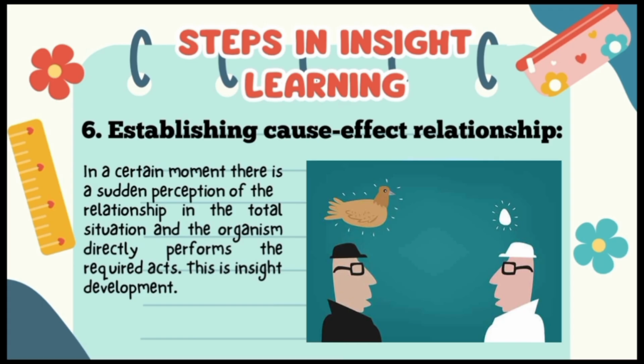Sixth, we have establishing cause and effect relationship. The learner suddenly realizes how all parts of the problem fit together. They understand the cause and effect clearly, leading to a correct action. For example, a person realizes the faucet leaks because the handle isn't fully tightened, right? In this way, we know the faucet leaks because it was not closed properly.